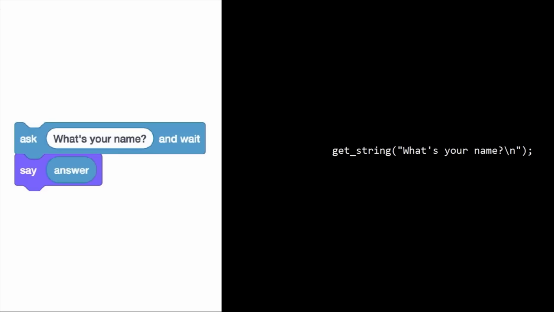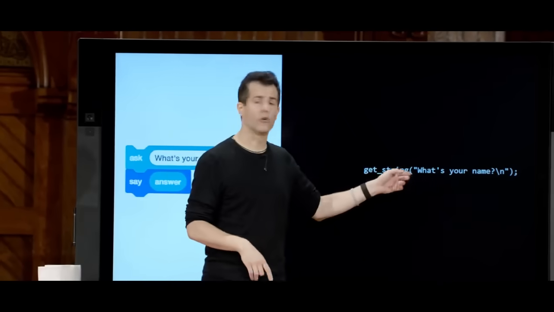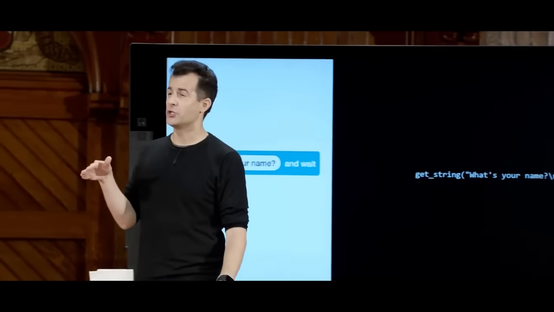So how might we think about this? In C, it turns out that you can express this line of code a little more verbosely than before by using a new function called get_string. So get_string is the name of the function. The underscore is convention in C.